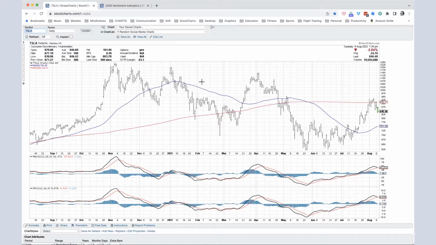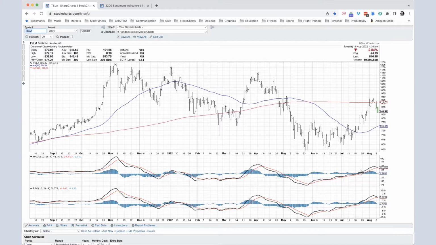Looking at the chart here, I have the chart of Tesla on the top going back for the last year, a couple moving averages, which we won't be addressing today. And then I have the MACD indicator on the first panel below, and the bottom panel is the PPO. Now, immediately, if you just look at these two series, you can see they're almost identical, and that is absolutely true. The calculations have some minor differences, but not much.